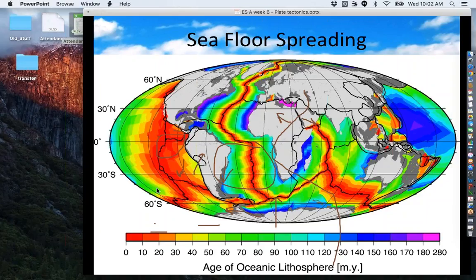So we can see, based on this image right here, some of the younger parts of the seafloor in red and some of the older parts in purple and indigo. Crimson, white, and indigo.